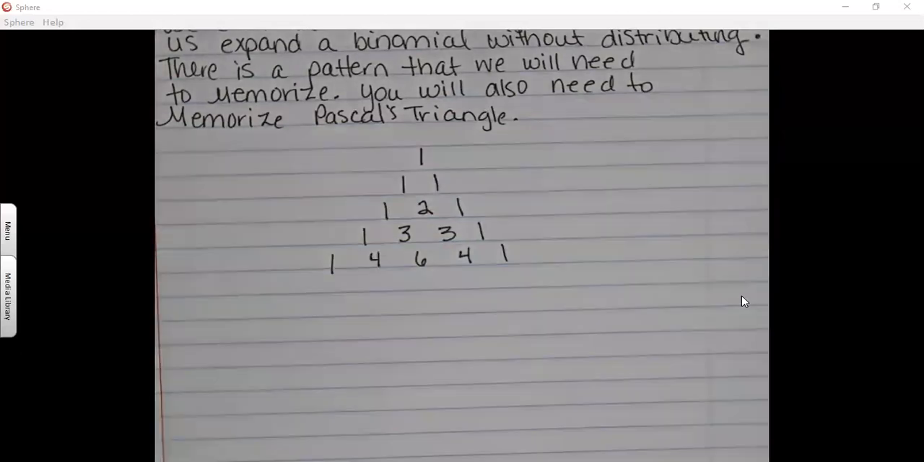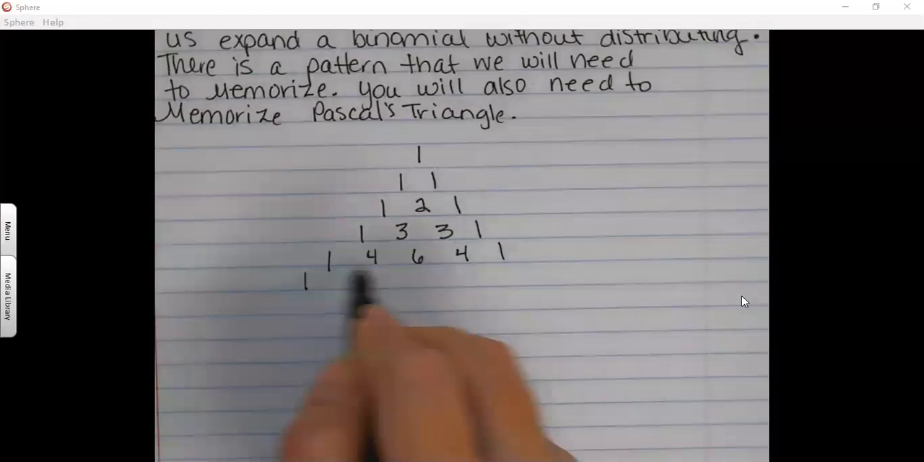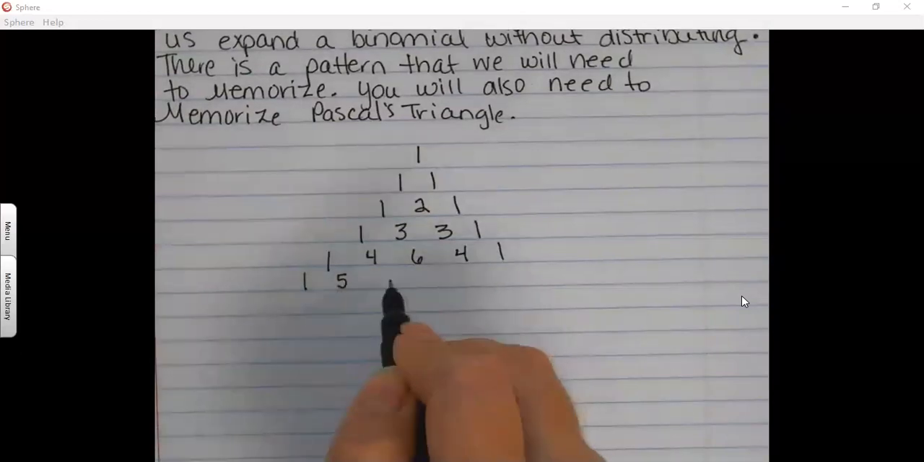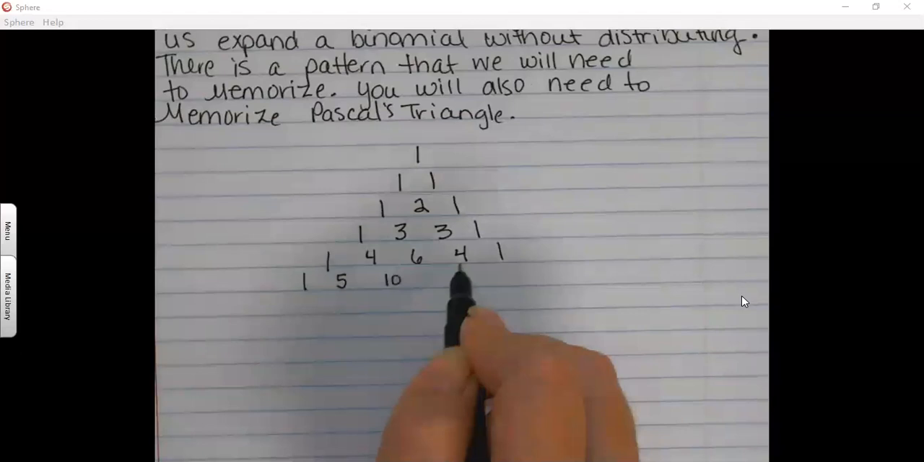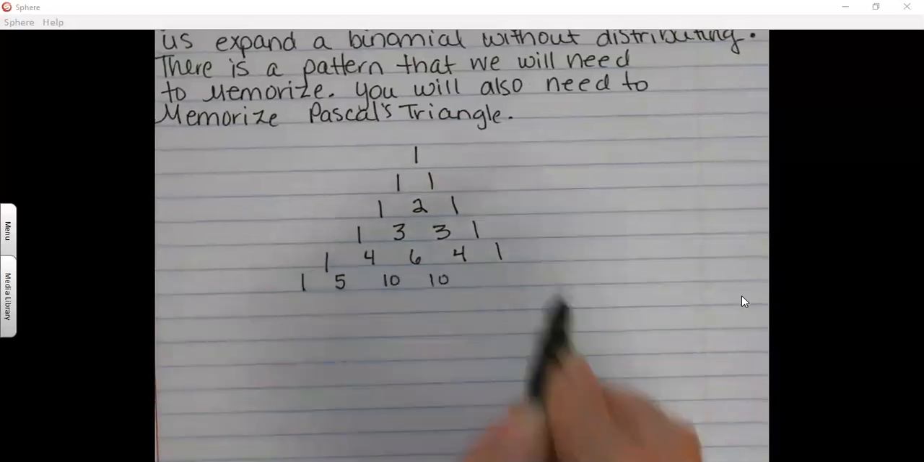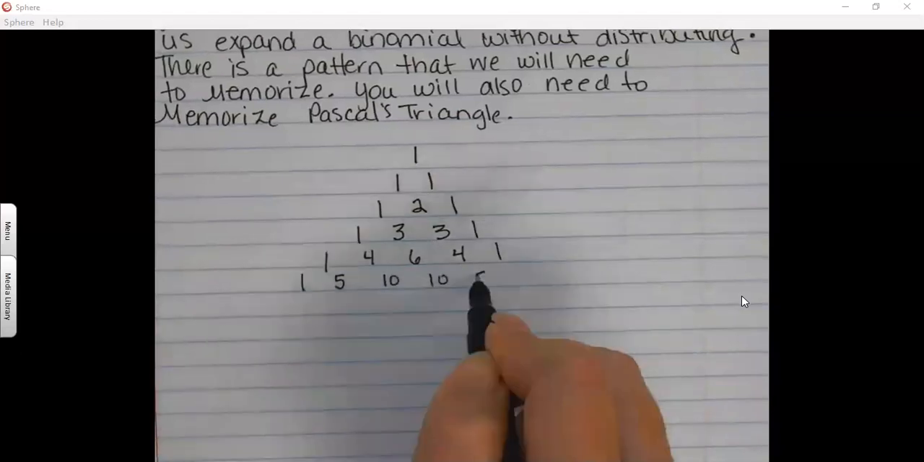The next layer, 1 on the outside. 1 plus 4 is 5. 4 plus 6 is 10. 6 plus 4 is 10. 4 plus 1 is 5. 1 on the outside. See, it's pretty easy to memorize, right? You just got to do it in your head.